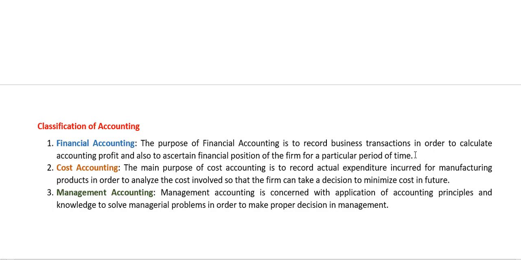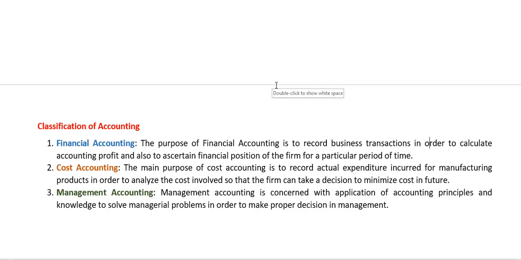So this is the type of accounting in which we record transactions, do journal entries, then do ledger posting, make a trial balance, and finally prepare the profit and loss account and balance sheet. So this is the accounting that we will be doing in our future videos as well. The other two types of accounting are cost accounting and management accounting.